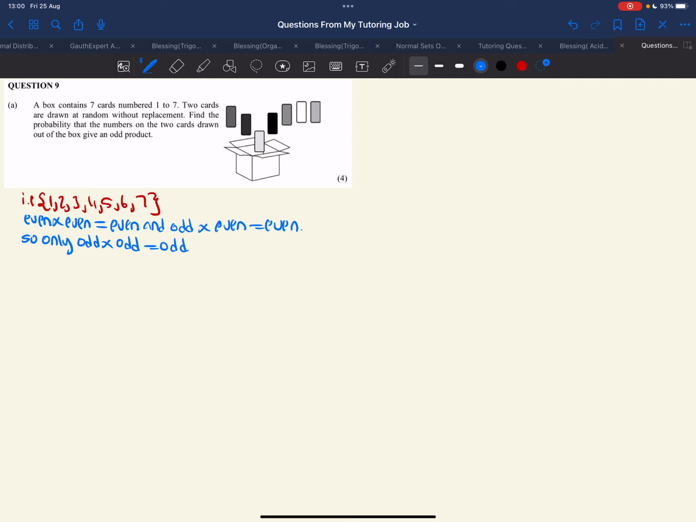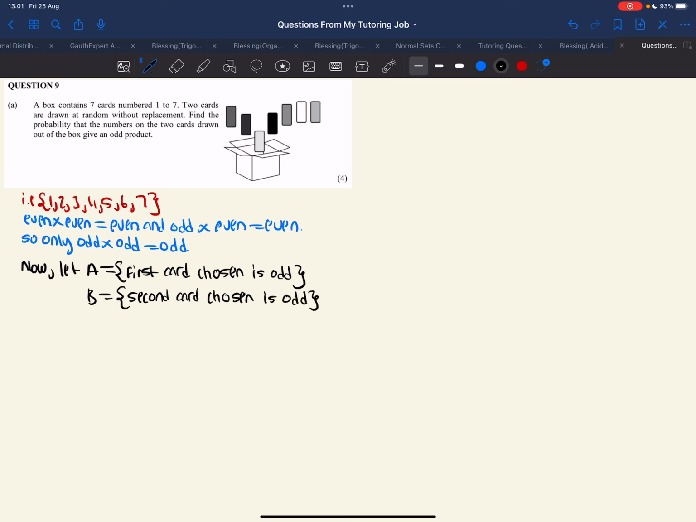All right. Now what we can basically do is let A be an event when we draw out the first card. So we're going to say A: the first card chosen is odd, right? And then we're also going to let B be the event that the second card chosen is odd.